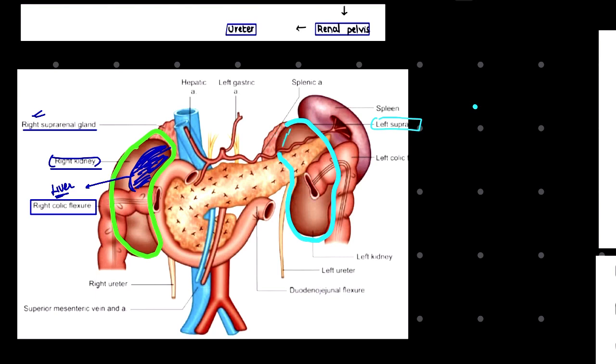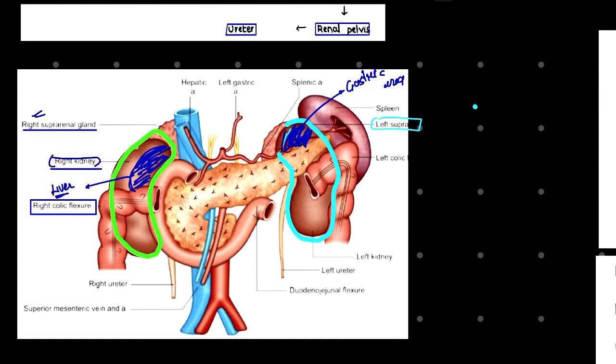Now below the left suprarenal gland, you will find the gastric area. Why will you find the gastric area? Because here there is the presence of stomach. In the case of right kidney, there was the area of liver, but in the case of left kidney, there is the gastric area, the area of stomach.